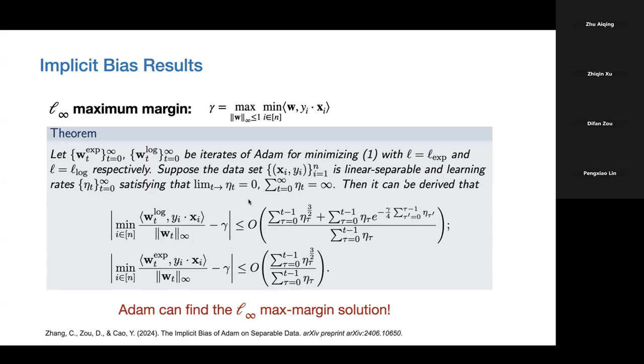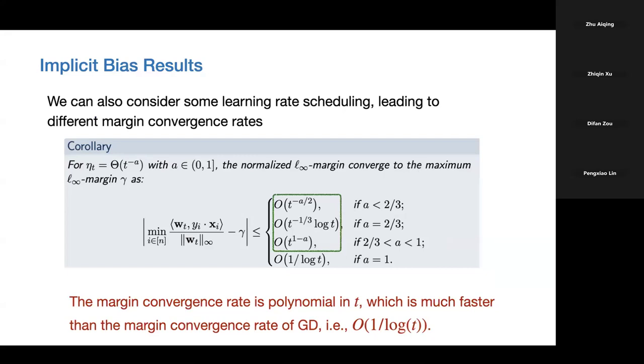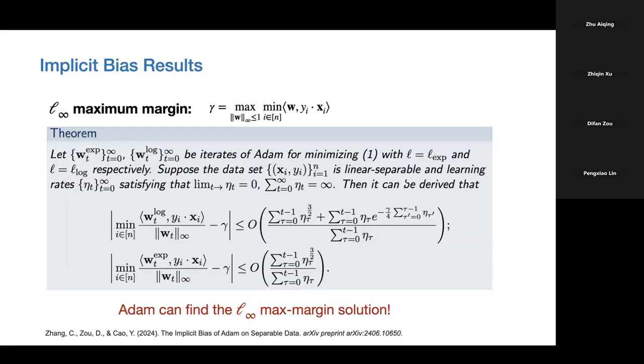So the general theory is that if we consider the standard linear scheduling, for the logistic loss and for the exponential loss, we can prove the margin convergence, and Adam can definitely find the infinity max margin solution. And later we really want to do some simplification of the bound on the right-hand side, because it is just a function of all the learning rates at different iterations.